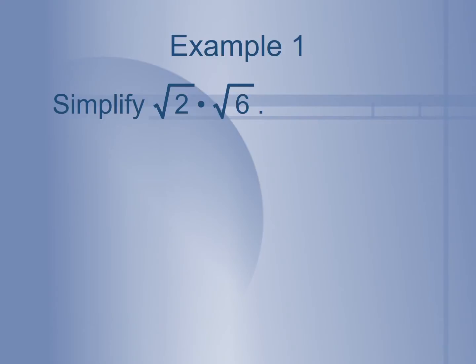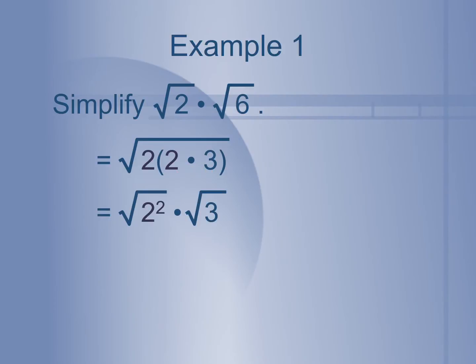So let's look at an example. We have the square root of 2 times the square root of 6. So the indexes are the same. It's that invisible 2, which means we can simply multiply the radicands together, the 2 and the 6. 6 breaks down to 2 times 3. And since our index is 2, and 2 times 2 is the same as 2 squared, this 2 base has an exponent of 2 that can pay the index tax of 2. So we can simplify the square root of 2 squared as 2. And then we still have the square root of 3.